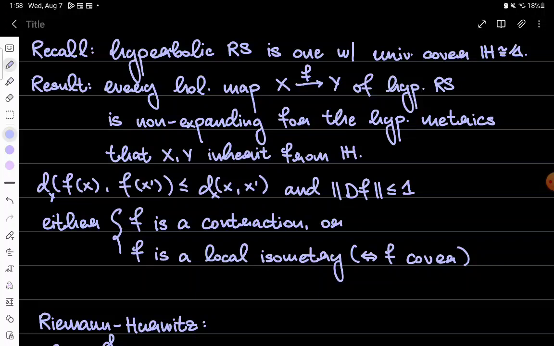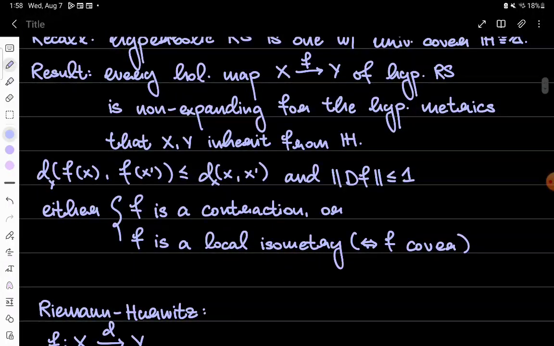We can phrase this in the form of the following dichotomy. So either f is a contraction for the hyperbolic metric, where you have strict inequality, where it's decreasing distances, or equality holds, in which case it's a local isometry. And this turns out to be true if and only if f is a covering map. Okay, so now this is our setup.